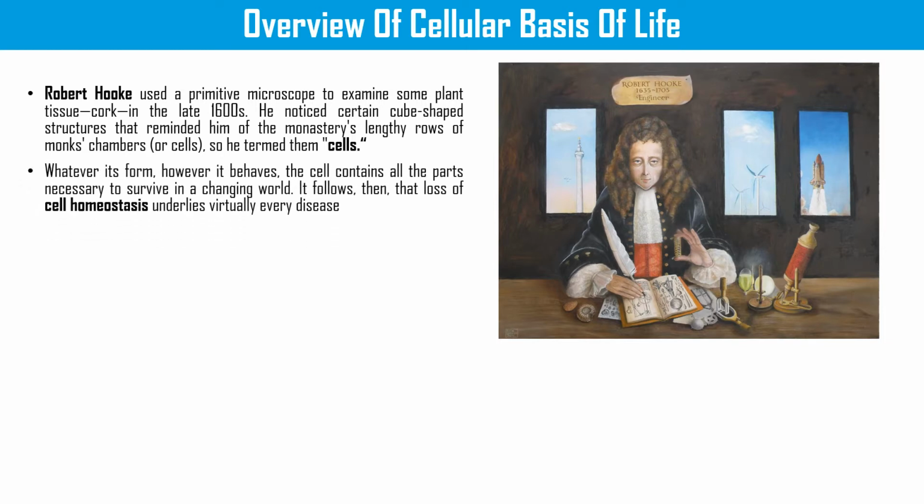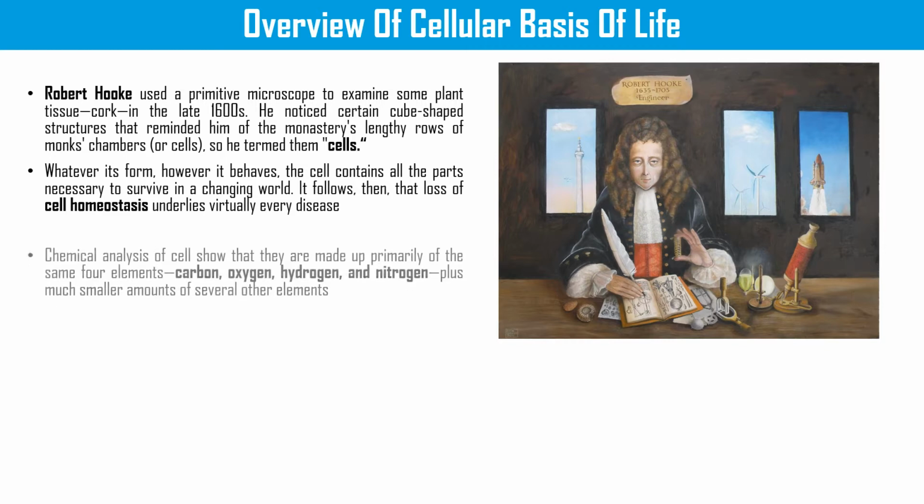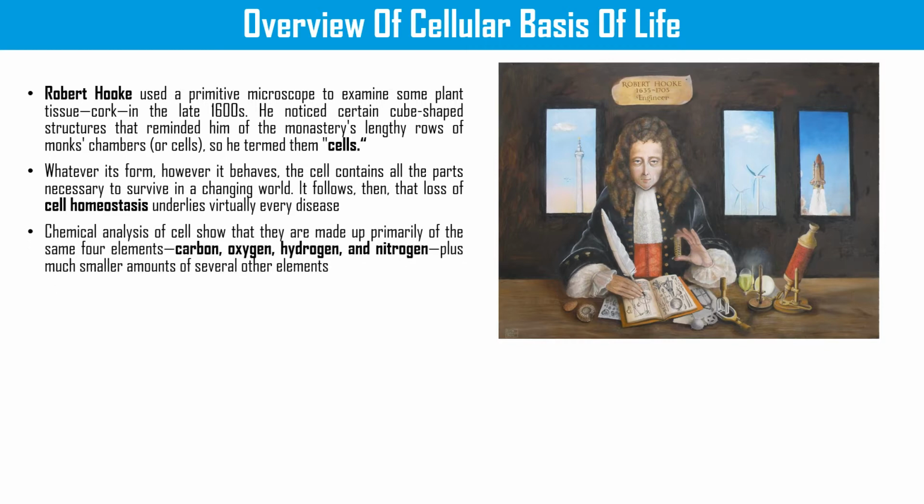Whatever its form, however it behaves, the cell contains all parts necessary to survive in the changing world. It follows then that the loss of cell homeostasis underlies virtually every disease. Chemical analysis of cells shows that they are made up primarily of the same four elements: carbon, oxygen, hydrogen and nitrogen, plus much smaller amounts of several other elements.